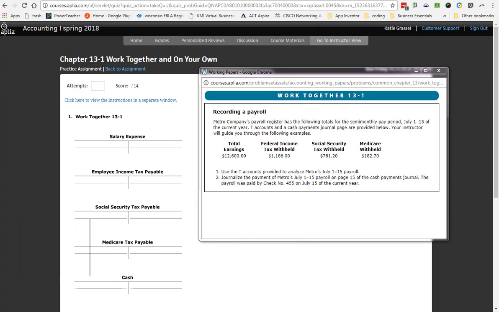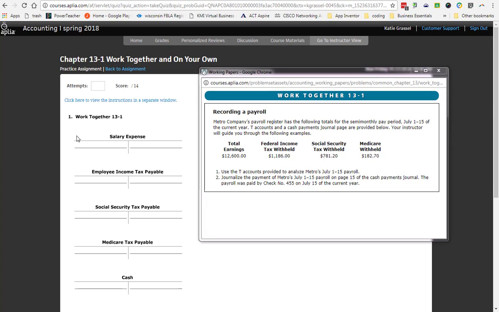Metro Company's payroll register has the following totals for the semi-monthly pay period, July 1st through the 15th of the current year. T accounts, remember T accounts? Back in the day, left side debit, right side credit. Okay. T accounts and a cash payments journal are provided below. And I'm going to guide you through the following examples.